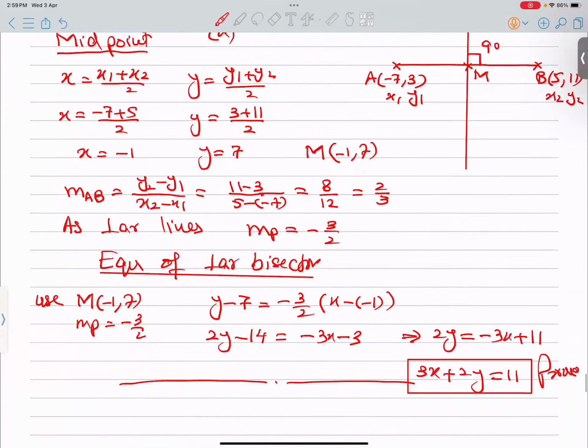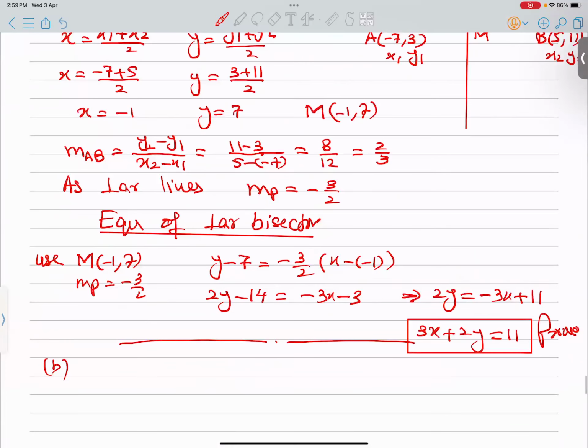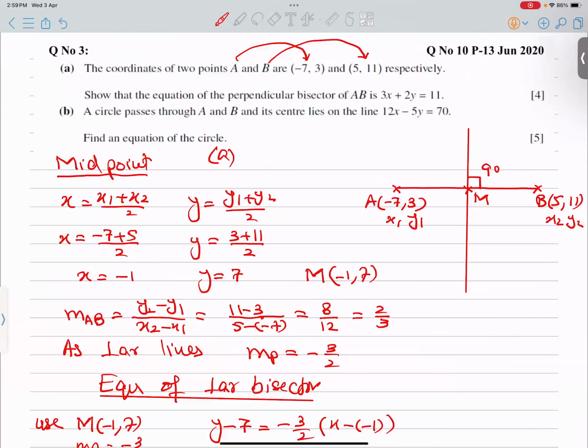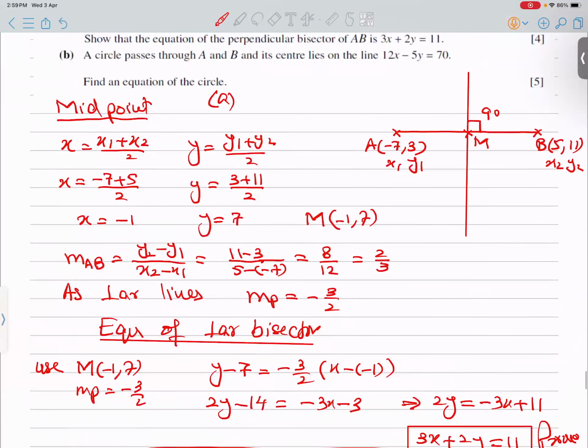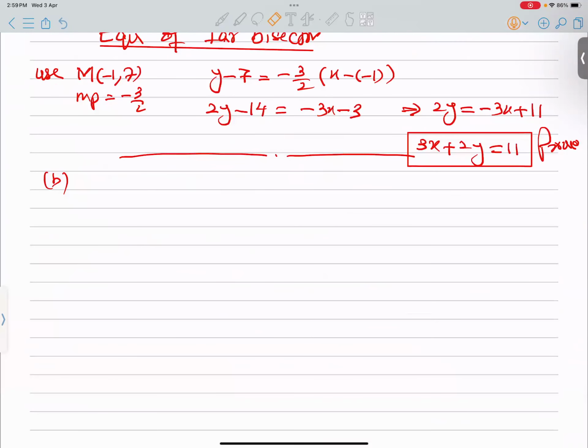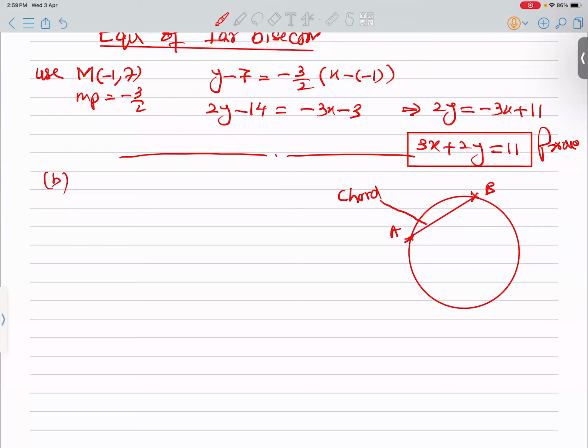Part B for 5 marks. And basically, before we start, I just tell you the property of the concept. What is the property of the theory? Whenever he mentioned that A is lying here and B is lying here, and when this is joined, this is called a chord, CHORD, chord. This length is called chord.